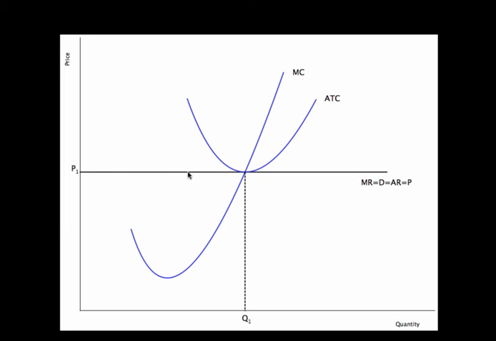We're comparing price to marginal cost. If price is greater than marginal cost, I'm going to keep producing. So I just take that P, set it equal to marginal cost. That's how I determine my profit maximizing quantity.